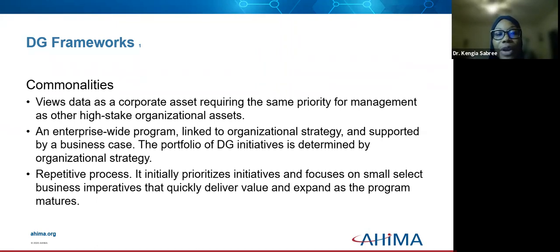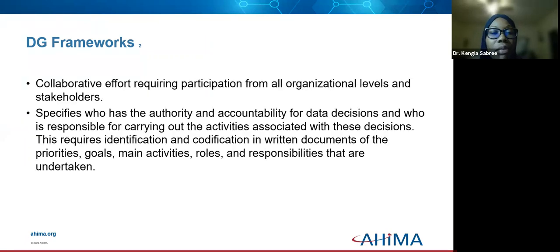Data governance frameworks usually show a repetitive process. It initially prioritizes incentives and focuses on a small select set of business imperatives that quickly deliver value, and expands as the program matures. Another commonality, and I don't want to say always, is that it's a collaborative effort requiring participation from all organizational levels and stakeholders.